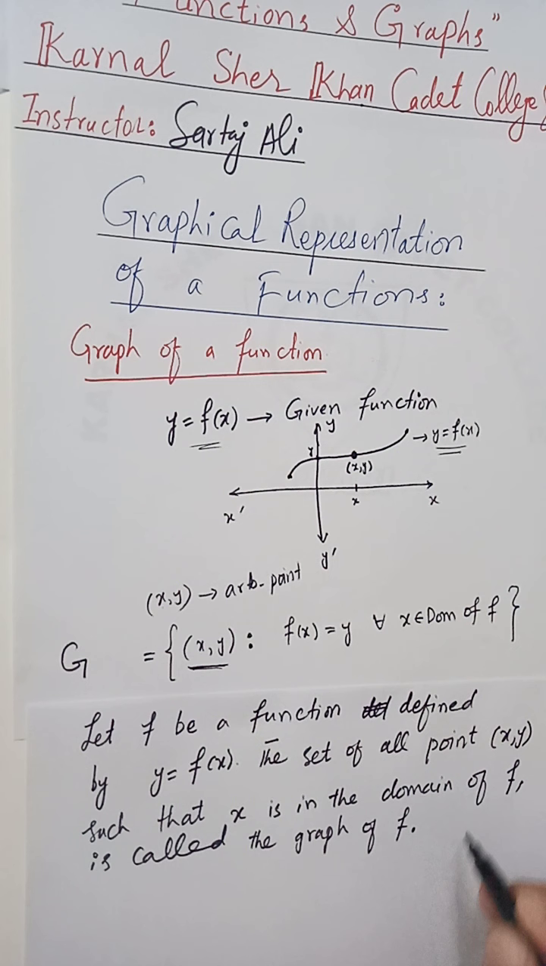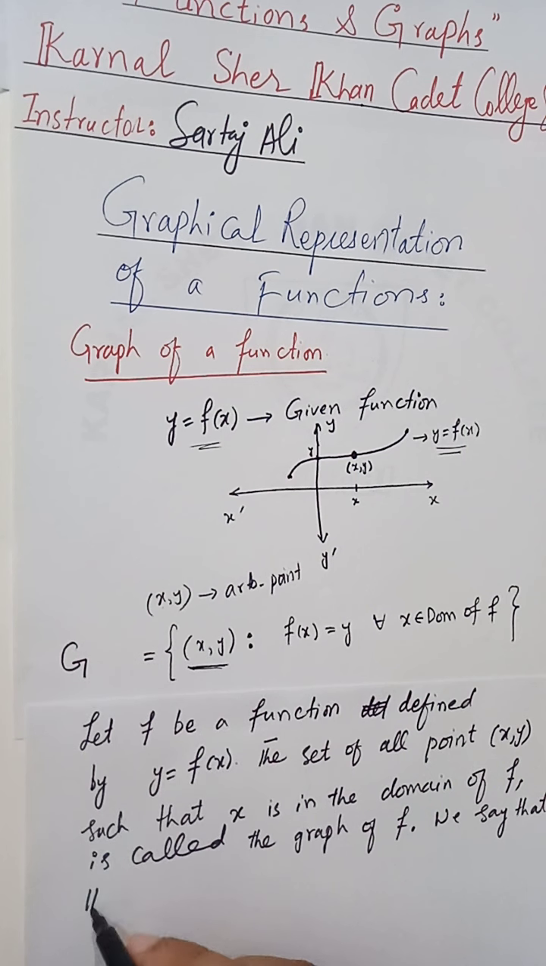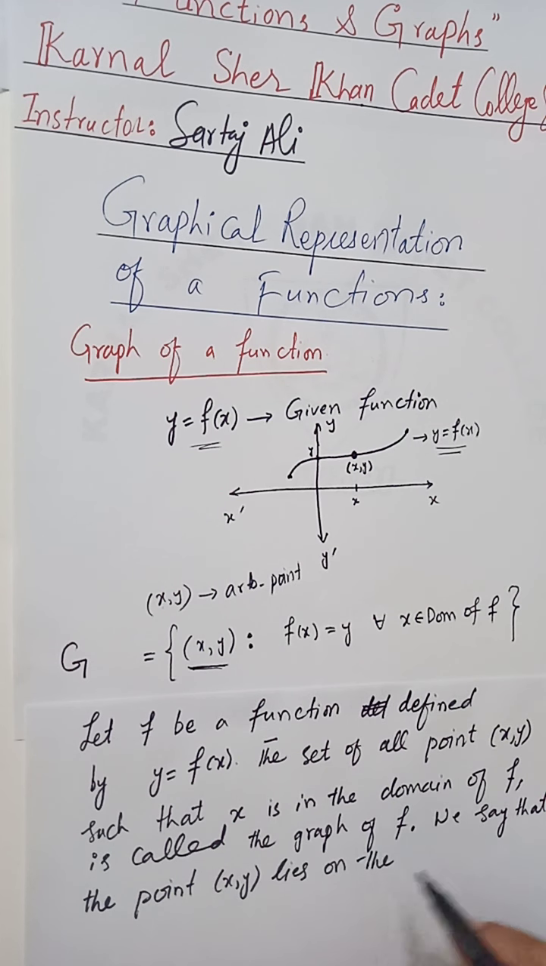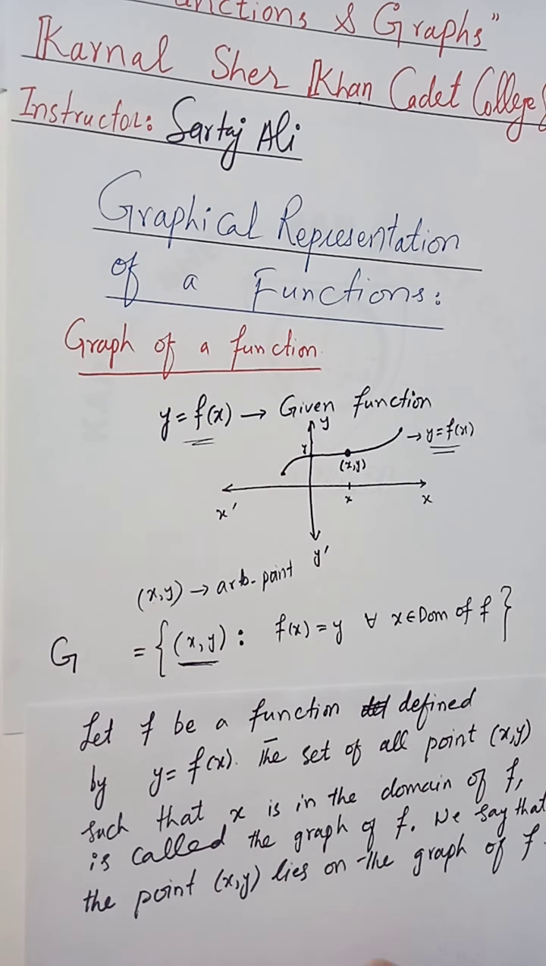So we say that the point xy lies on the graph of f, meaning that xy lies on the curve of that graph.